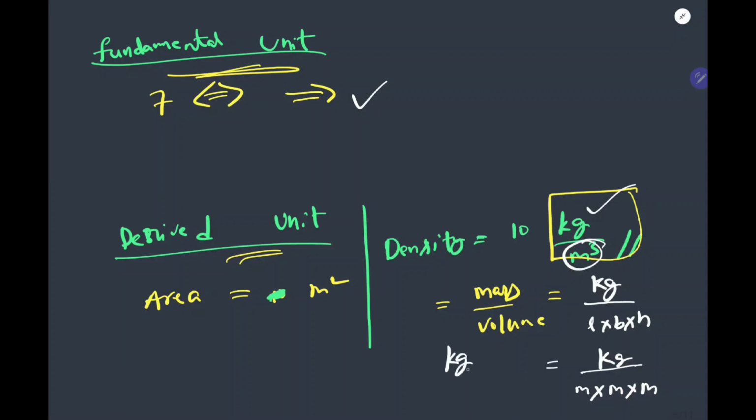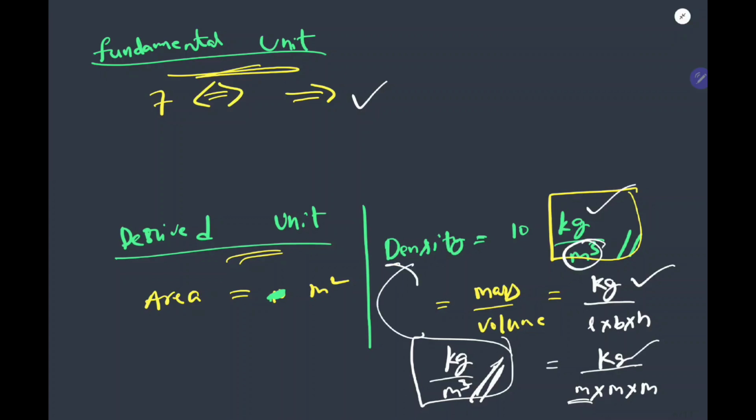So here the unit comes like kg per meter cube. This can be derived from the fundamental units, kg and meter. With these two fundamental units we produce kg per meter cube as a derived unit for density. So this is the process.